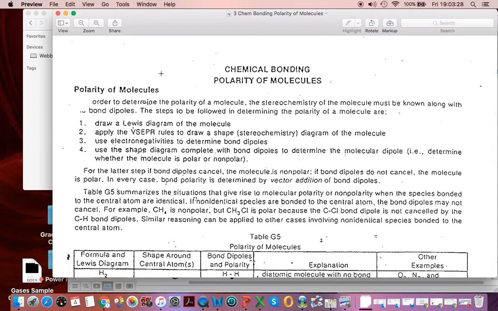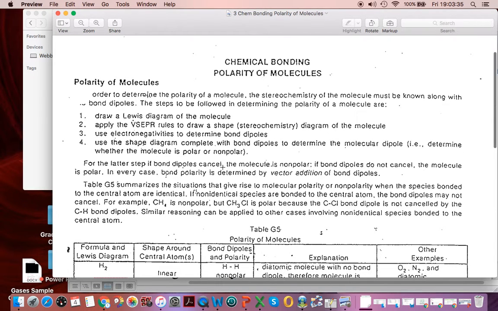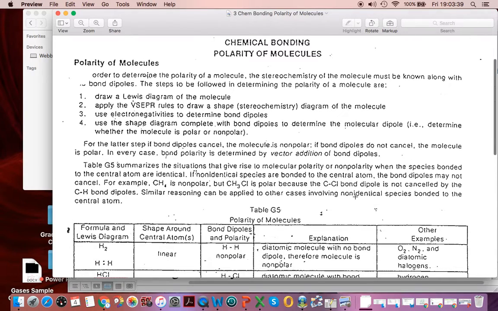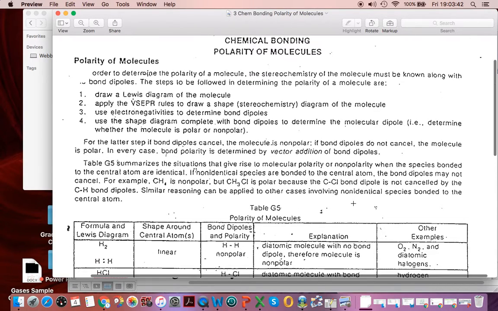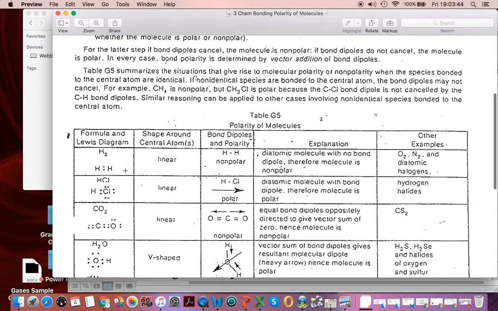Good day. You have a sheet that says chemical bonding, polarity of molecules, and I think this one's a little more useful than the previous two in that we're going to take the information from the previous two sheets and apply it when we look at some structural diagrams. So we're going to go one by one.